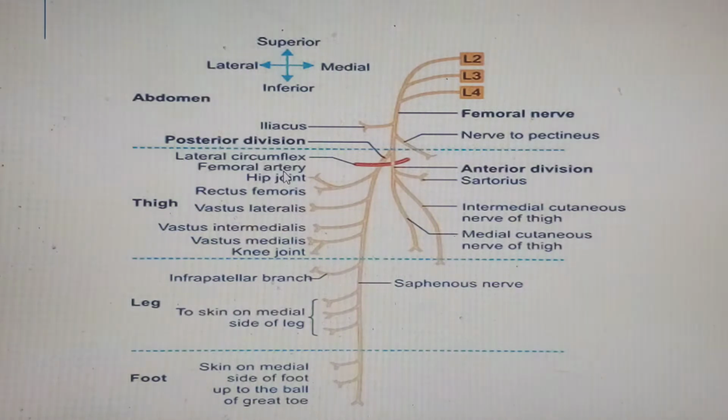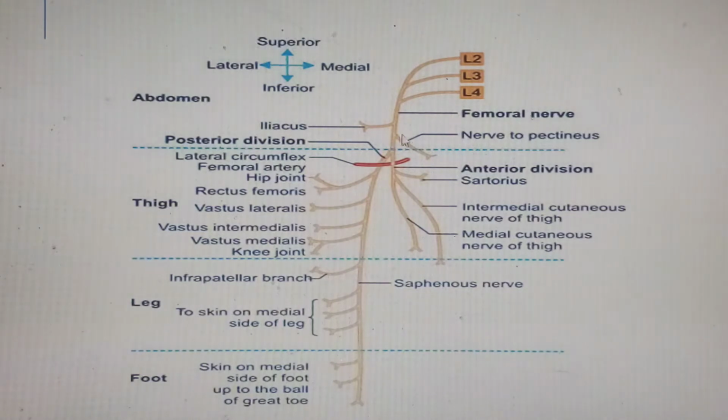So you can be asked the question, what artery or what structure serves as the landmark demarcating the anterior and posterior divisions of the main trunk of the femoral nerve? And your answer is lateral circumflex femoral artery. Various branches will come out of these anterior and posterior divisions. But let's come here now.